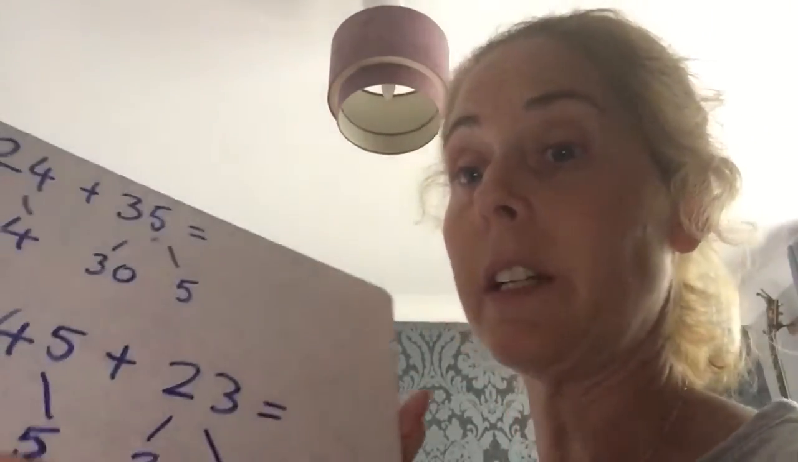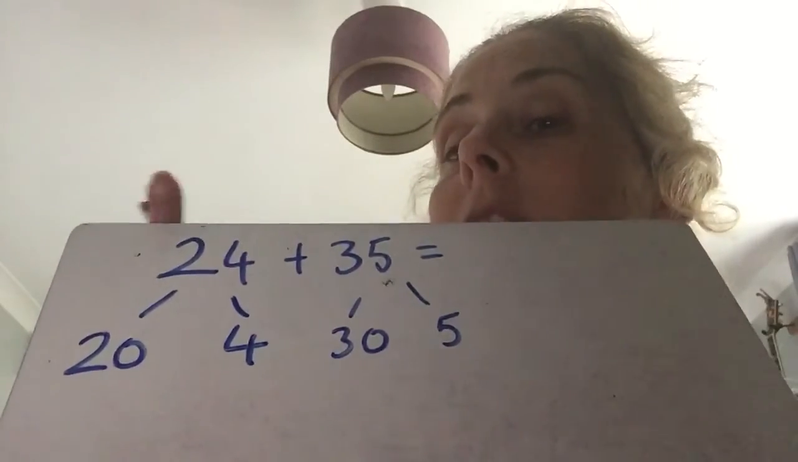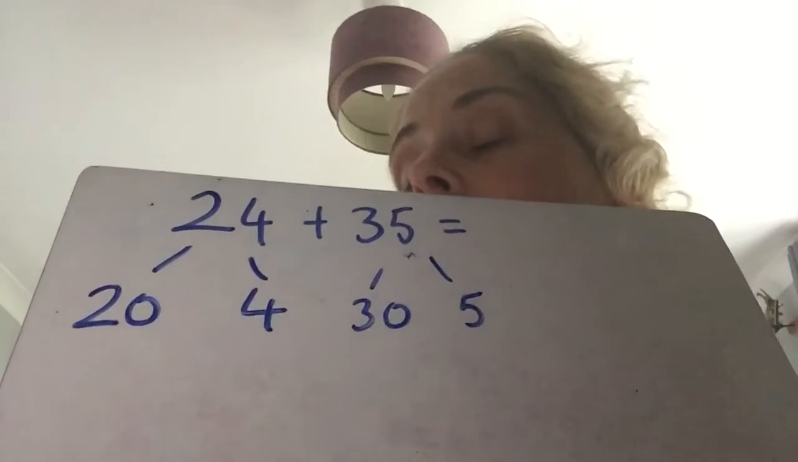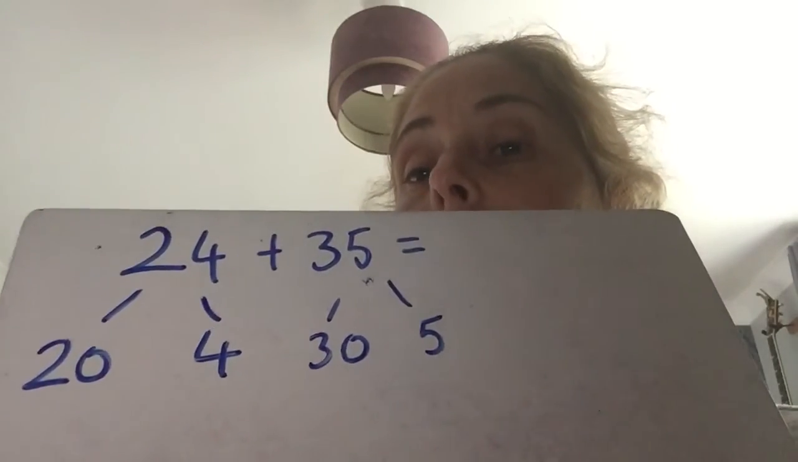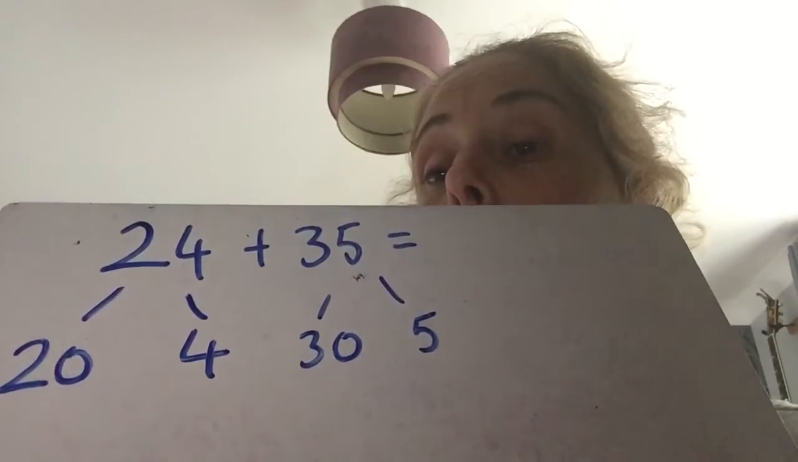Okay, well done. Now, for what we're going to do today, we are going to be using this partitioning, okay? So I'm going to keep that one up there to show you. But we're going to add these two numbers together using this way of partitioning. And again, like we did with the number line, we always do the tens first. So start with the tens, okay? You're going to add the two tens numbers first.